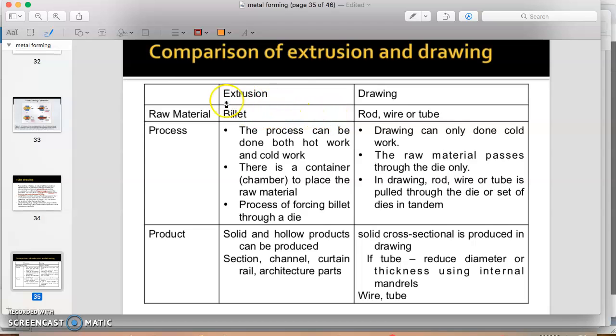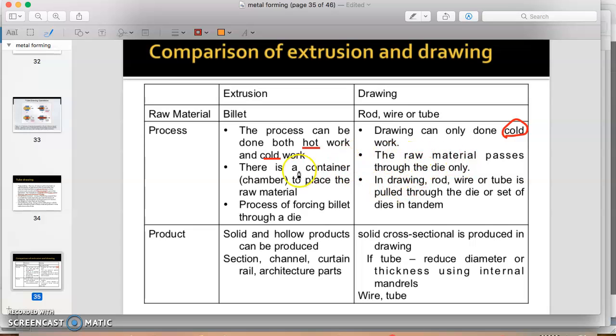The raw material can be the same. The raw material for extrusion is a billet. For drawing, it is rod, wire, or tube. The process for extrusion can be done in hot and cold work. But the drawing process is only done in the cold working process, which means the material for drawing must be ductile.